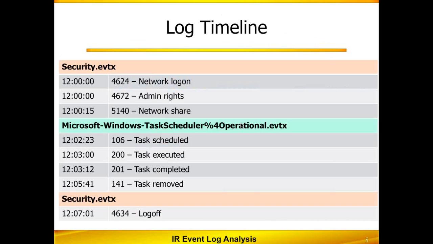And like I said, there's a couple of different log files for this kind of lateral movement that you want to pay attention to. So obviously, there's the security.evtx log, and that's where you see things like the network logon and the network share being mounted, and then at the end of the session, them logging off. But in the middle, there's all the work they do to actually schedule the task, and that one lives in a separate log file.